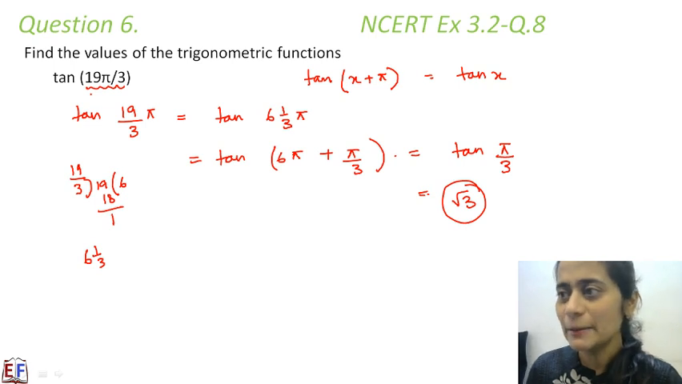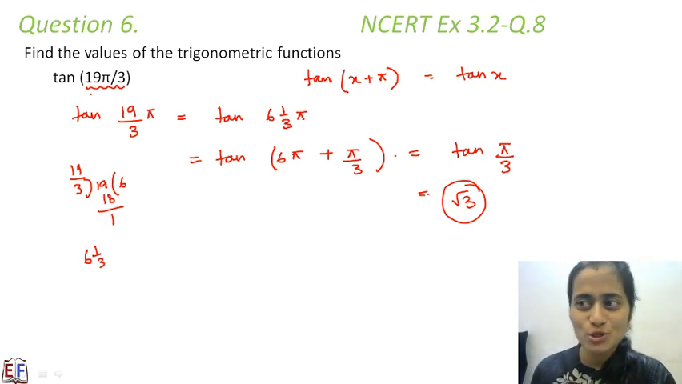So this is how we calculated the value of tan 19 pi by 3. Wasn't it simple? In fact, Kishan, Somani, Jatin Singh, Shibun Nayak, they all have got the correct answer as well. Good job, guys.